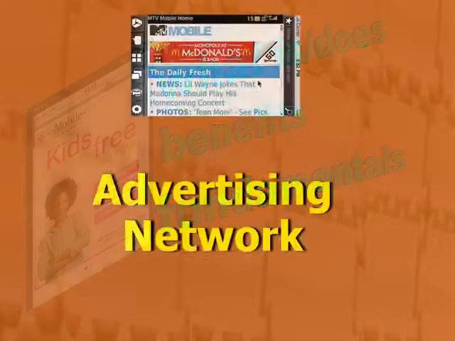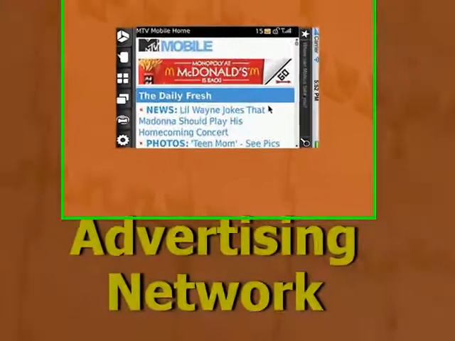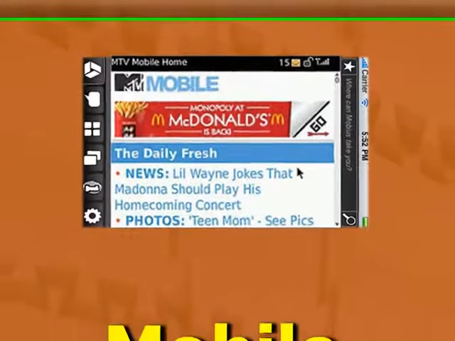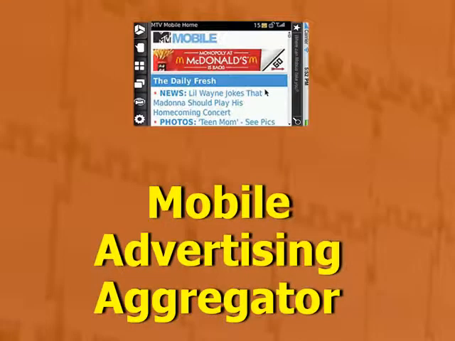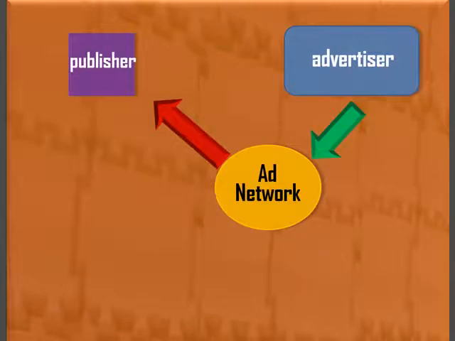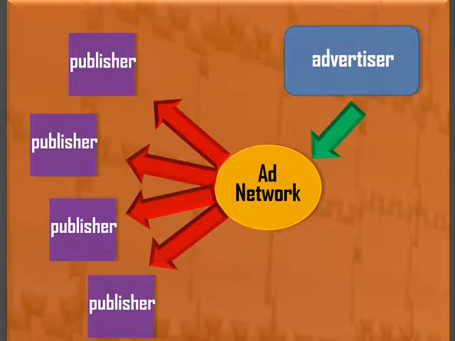Let's get started. An advertising network, or ad network for short, is a company that connects advertisers to websites who want to host advertisements. You might also hear the term mobile advertising aggregator instead of advertising network. Either way, both play a liaison role in the buying and selling arrangement between advertisers and publishers. In doing so, they offer a business the ability to coordinate ad campaigns across dozens, hundreds, or even thousands of sites that are accessible through mobile devices.